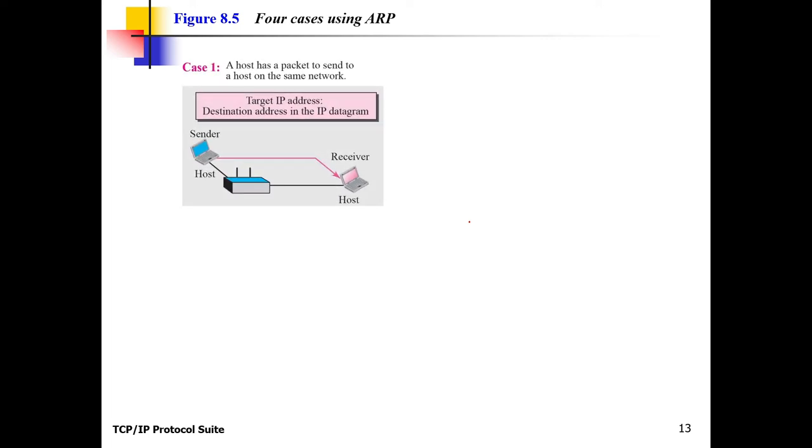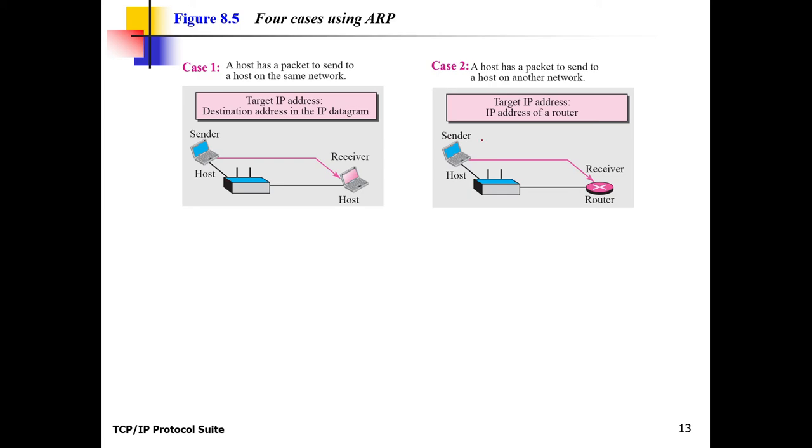There are four cases for using ARP. In case one, a host has a packet to send to a host on the same network. There's a switch in here, and they are connected. The target IP address is the destination address of this device. This is the simplest scenario. The host does not know the physical address of that device, so it tries to get it.